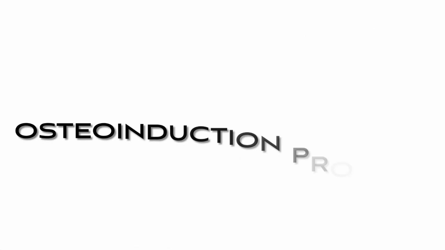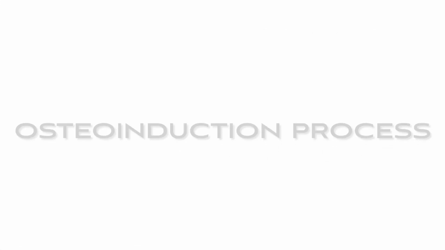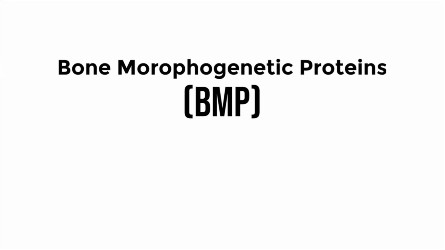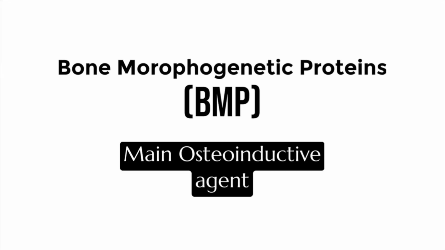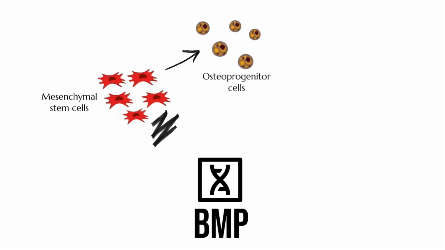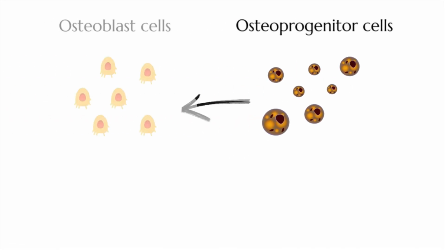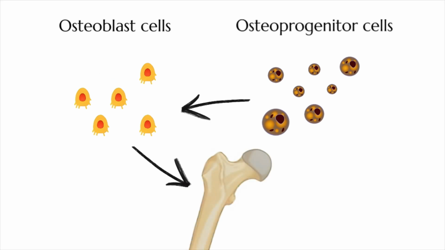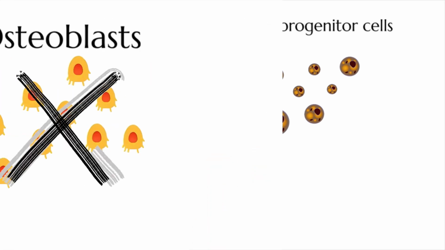So let's dive into osteoinduction, which involves the stimulation of cells. The main osteoinductive agent is bone morphogenic proteins. These proteins are what stimulate the mesenchymal stem cells, which then can differentiate into osteoprogenitor cells that turn directly into the osteoblast cells. Osteoblast cells are the main bone-building cells, but we'll get into those in a bit.